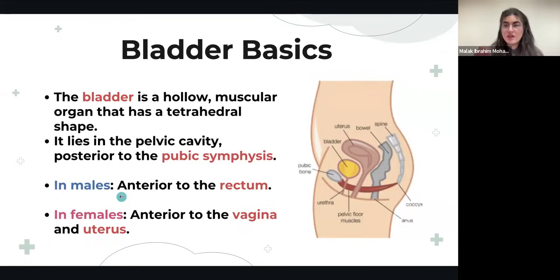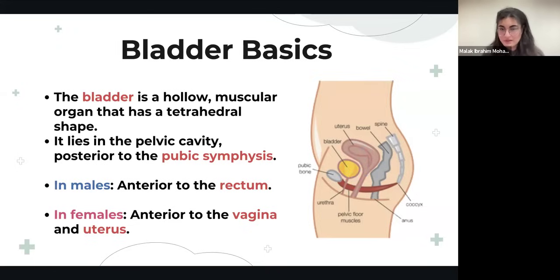Now, in the males, it would be anterior to the rectum, and in the females, it would be anterior to the vagina and the uterus. So this is obviously a female because you have a uterus. The bladder would be located posterior to the pubic bone and anterior to the uterus and your vagina. So this is the vagina and this is the uterus, and you can see that it is located anterior to it, but posterior to the pubic bone.